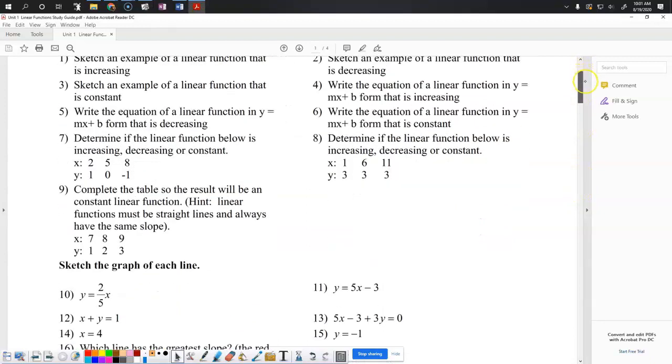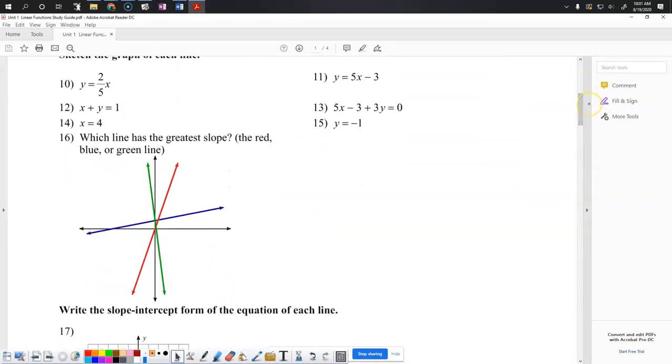Where was I? I lost my place. There we go. Sketch a graph. Okay, when you're sketching graphs, you need 3 numbers. You need a rise, you need a run, and you need a y-intercept. In this case, there isn't one, so it would be a 0.